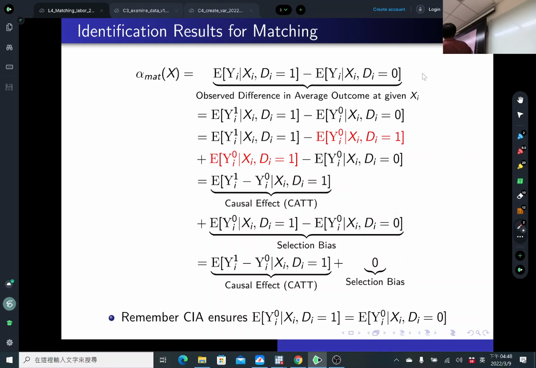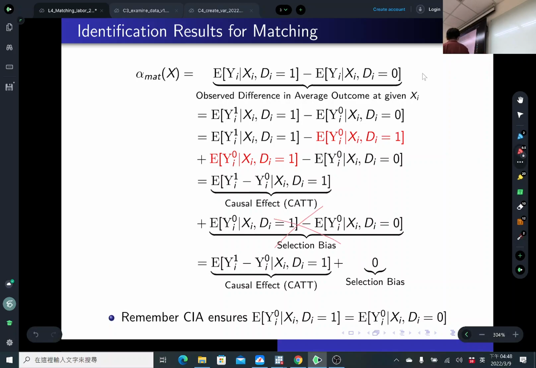This is a very similar arrangement: add this term, minus this term, add this term, and you decompose two things. One is the causal effect, and the other is selection bias. But due to the assumption, after you control these key observed characteristics, they are the same between the treatment group and control group, so their potential outcomes will be the same. So this term will be killed.